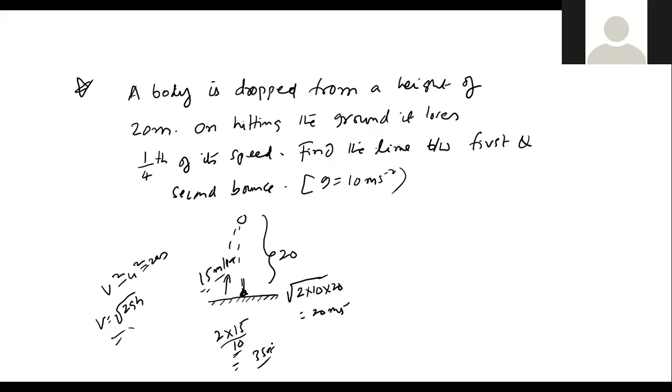Sir, instead of doing it, can't we do it in one go? Can't. One go, how will you do? Because you have to find out the velocity here, right? Yes. So how much velocity is going back? If you don't know, you cannot do that, right? Yes, sir.